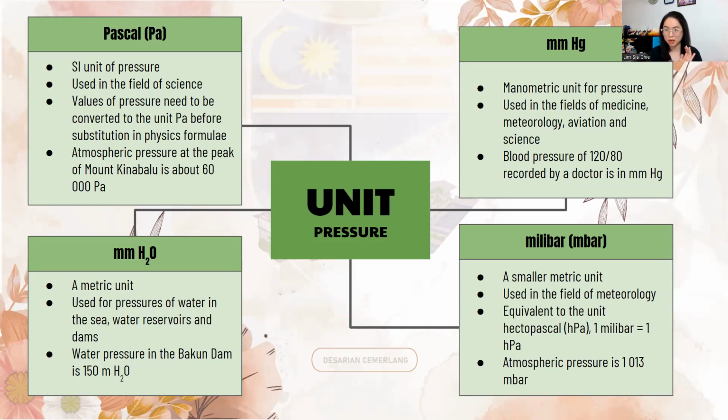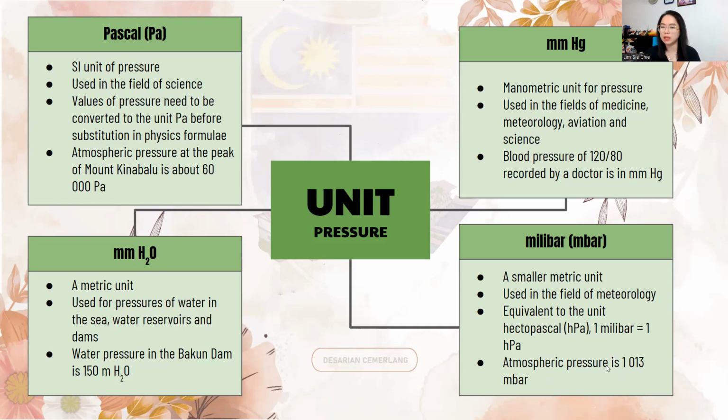Okay, if you don't remember, go back and study. What is hecto there? And then, for example, normally we will see this one on the television or in the meteorology reports, right? They will write atmospheric pressure is 1013 millibar. Okay, so this is what you have here.